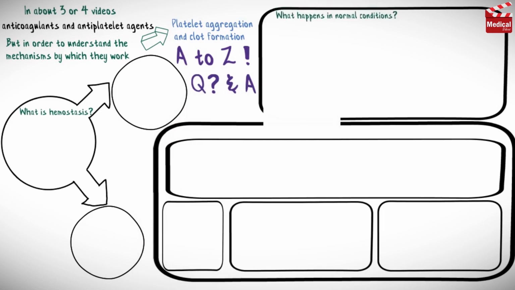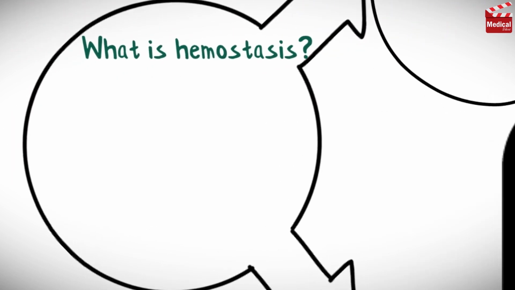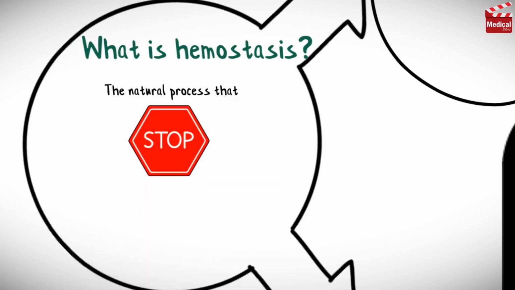What happens in the normal conditions? And what happens when someone is injured? The first question, what is hemostasis? You'll be hearing this word so many times, so let's start by defining it. Hemostasis is the natural process that stops blood loss when an injury occurs.